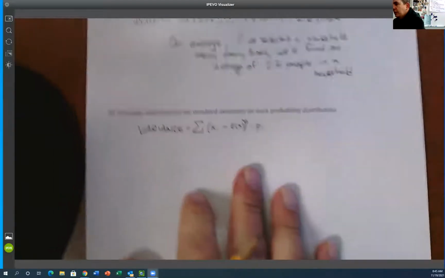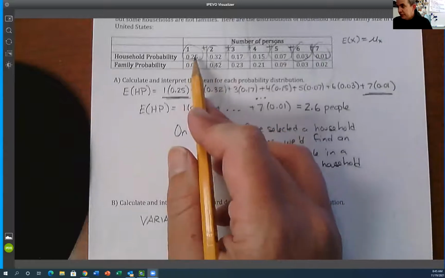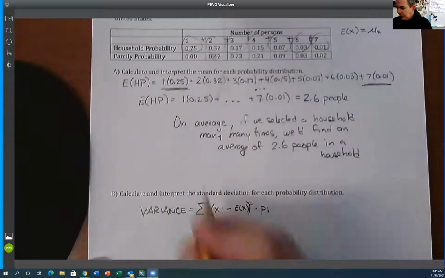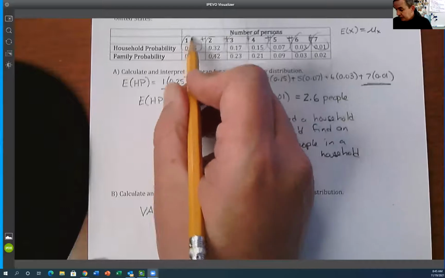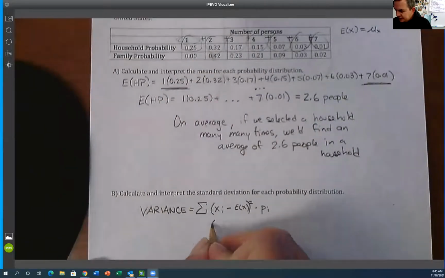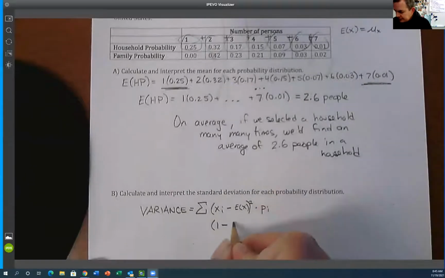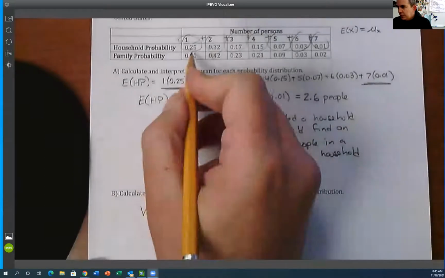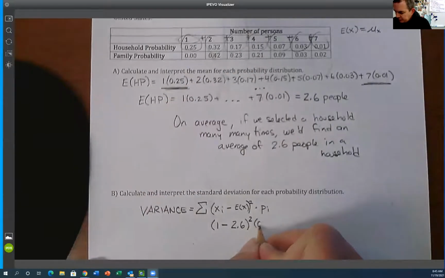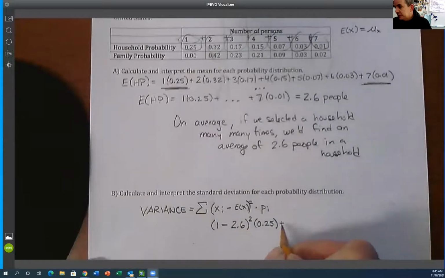So in other words, I'm going to take this 0.25, which is my household, which is my one. This outcome is one person in a household. So what that says is, how far is that one from this 2.6? We're going to square it, multiply it by its probability, 0.25. And that summation means I'm going to add them all up.